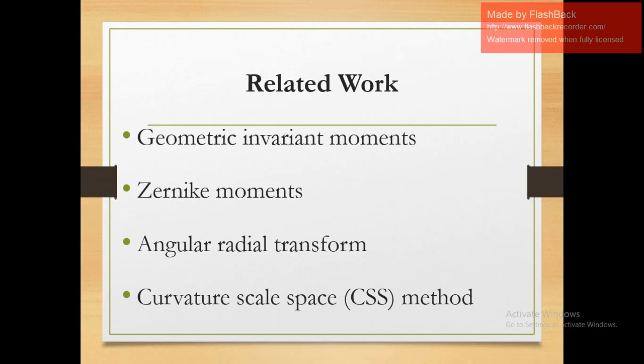Coming to the related works, image retrieval of this sort has received considerable attention from researchers over the past few decades. One of the earliest attempts in this field is based on global features such as invariant moments, Zernike moments, and also the angular radial transform or ART descriptor. Curvature scale space or CSS is one of the most widely accepted shape representations as proposed by Mokhtarian. It has also been recommended by the MPEG 7 community as the standard for boundary-based shape description.